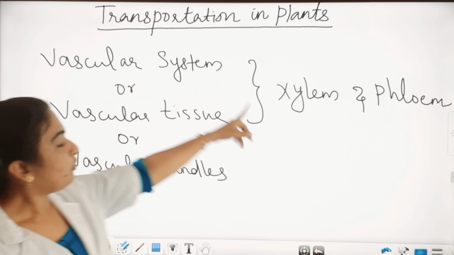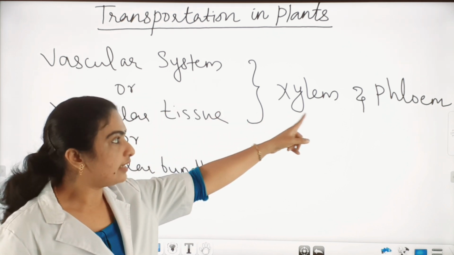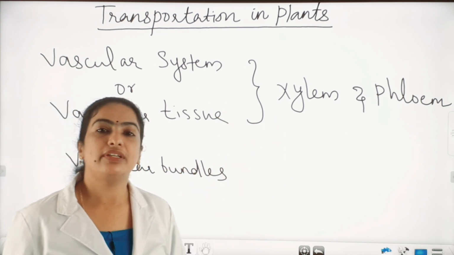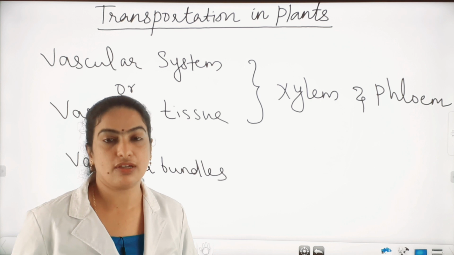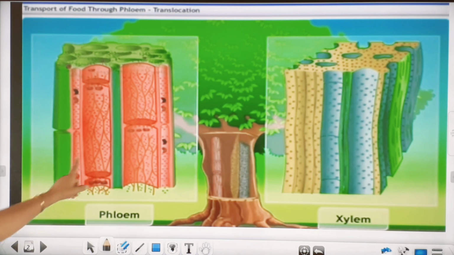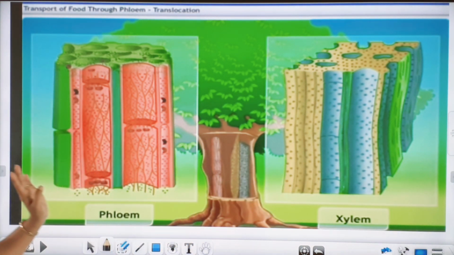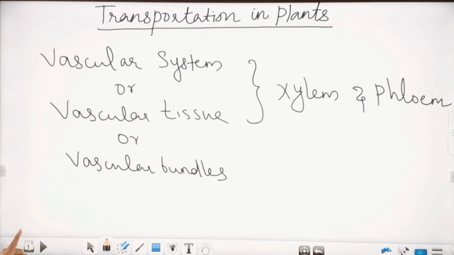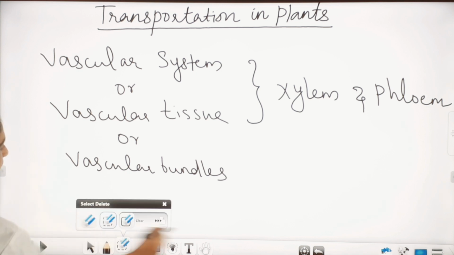So the transportation system in plants is the vascular system or vascular tissue or vascular bundles. Which are the vascular tissues? Xylem and phloem. Is it clear? Through xylem and phloem, the transportation of substances occurs in the plant body. Let's see phloem and xylem. This is the phloem tissue and this is the xylem tissue. Is it clear about phloem and xylem? Before that I will tell you something about xylem and phloem.